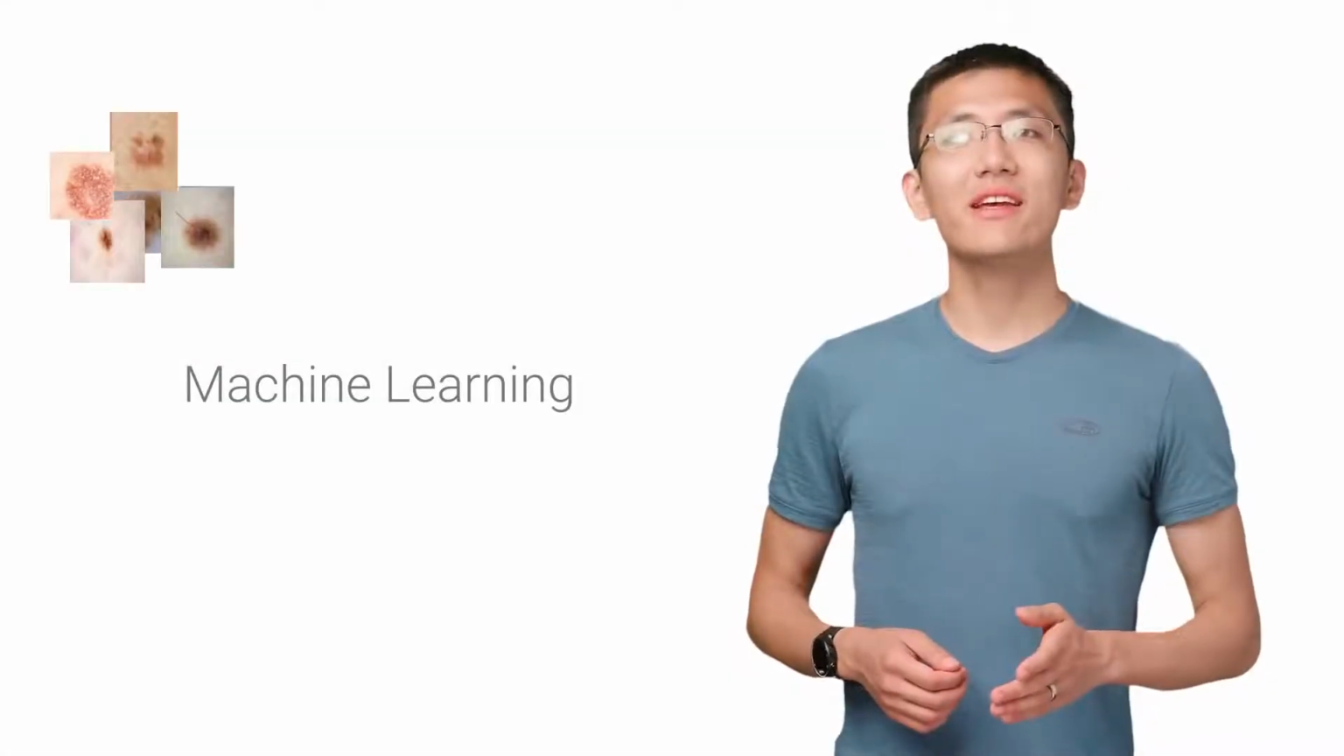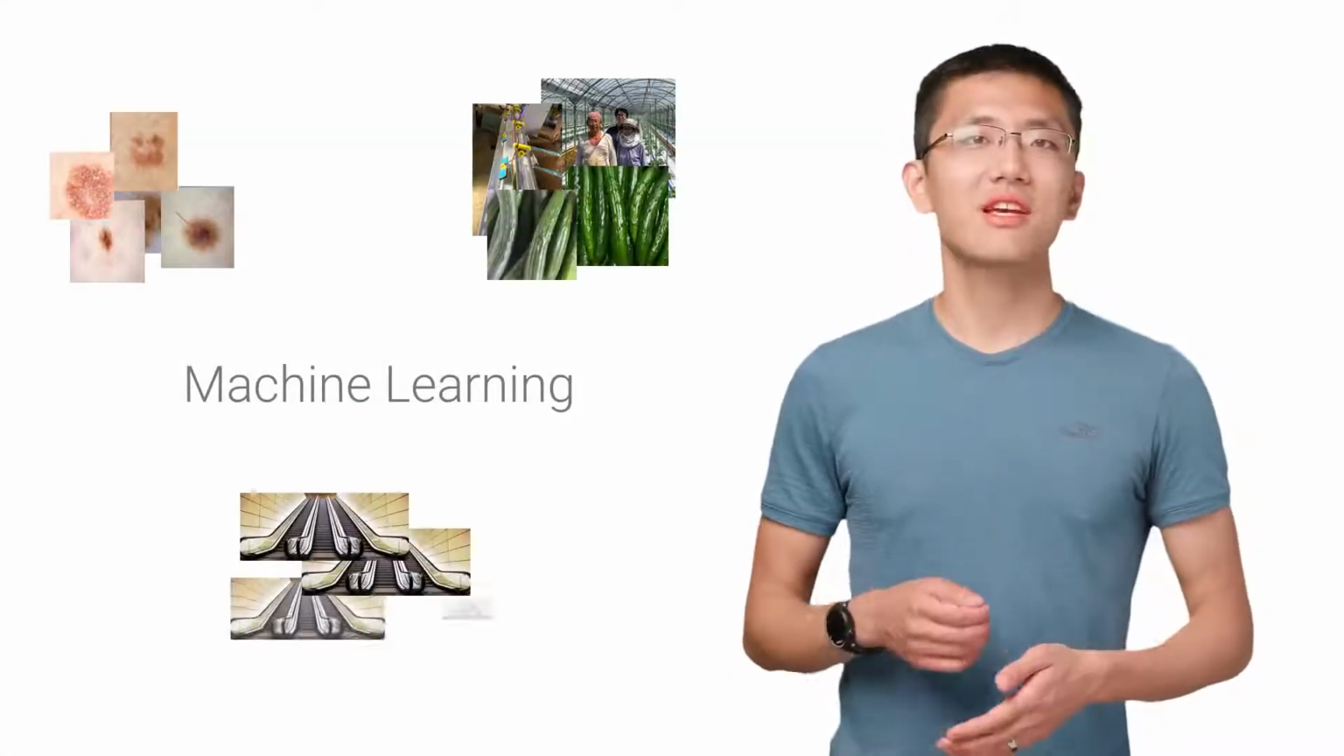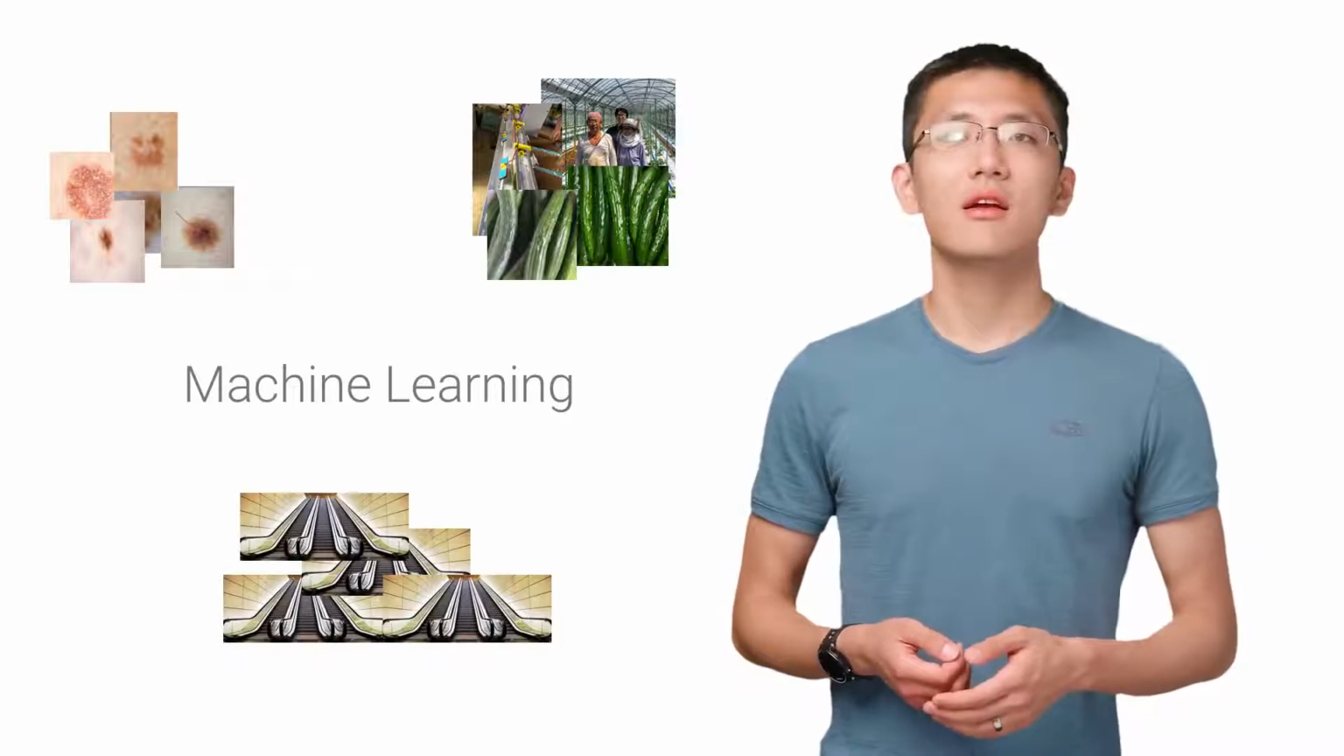From detecting skin cancer to sorting cucumbers to detecting escalators in need of repair, machine learning has granted computer systems entirely new abilities. But how does it really work under the hood? Let's walk through a basic example and use it as an excuse to talk about the process of getting answers from your data using machine learning.